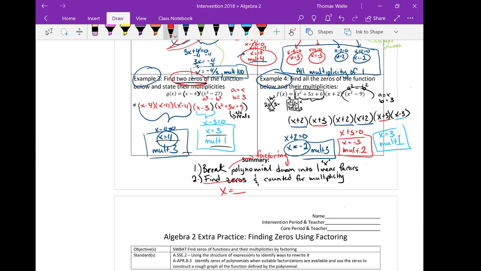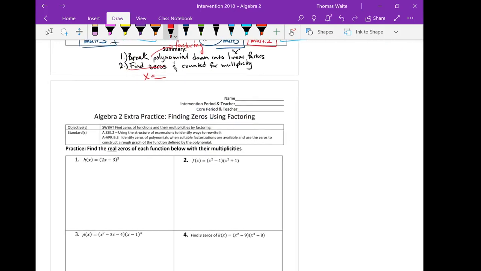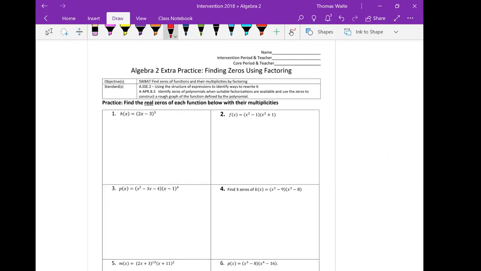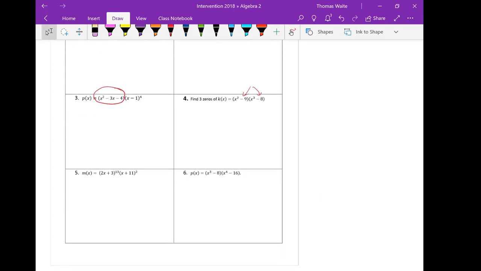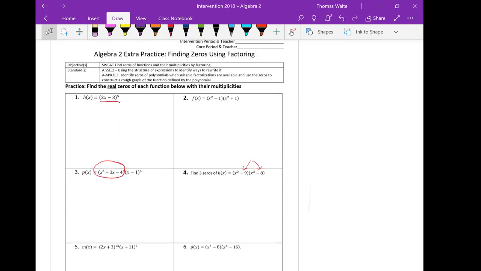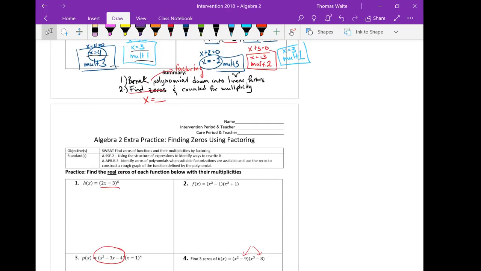All right, so once you've gone through these notes and tried these out, on the back side there are 6 questions that ask you to do this. Some are pretty straightforward. Others may ask you to factor a quadratic. Some have differences of squares and cubes. A bunch of variety here just to practice that. So follow those steps, and I will see you next time.